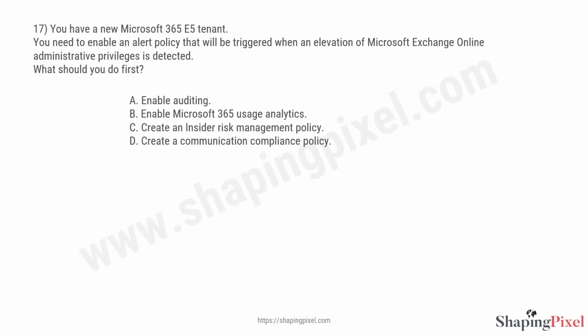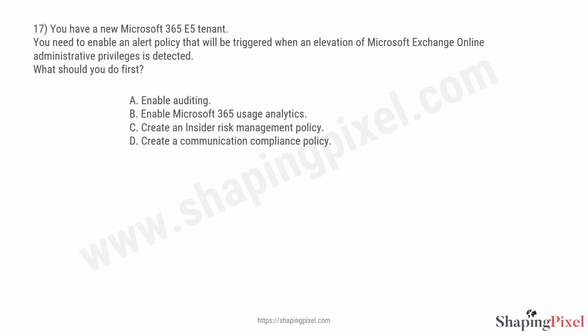So question number 17. You have a new Microsoft 365 E5 tenant. You need to enable an alert policy that will be triggered when an elevation of Microsoft Exchange Online administrative privileges is detected. What should you do first? And we have four options.